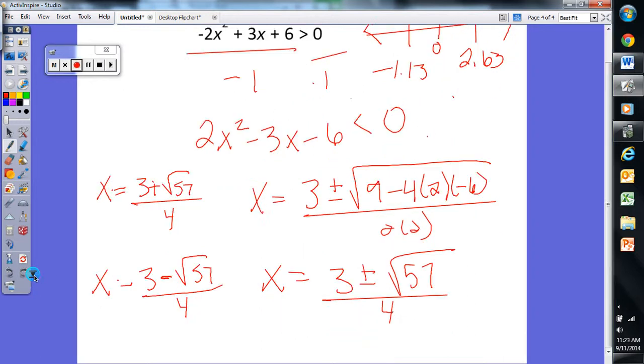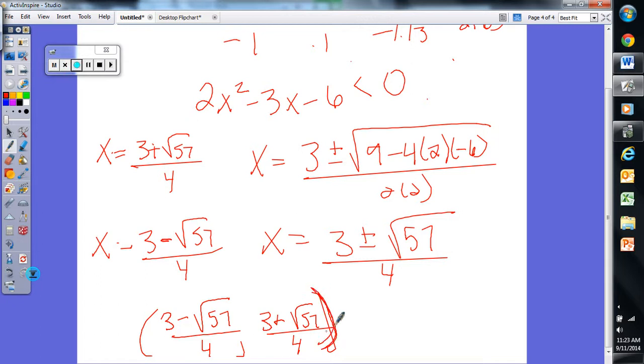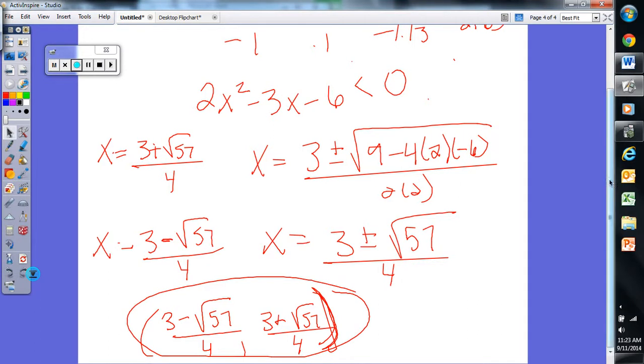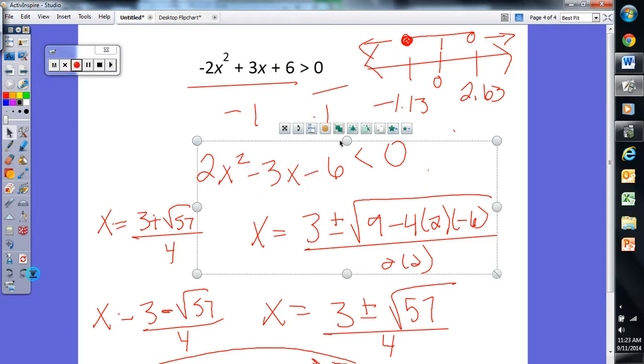So in interval notation, we would write it like this. Actually, I would use these. I would say 3 minus root 57 all over 4, comma, 3 plus root 57 all over 4. Let's just go over what this means again. These are two numbers. In between these two numbers, this graph right here is negative. Let's just check it.